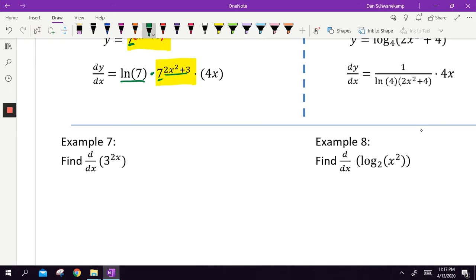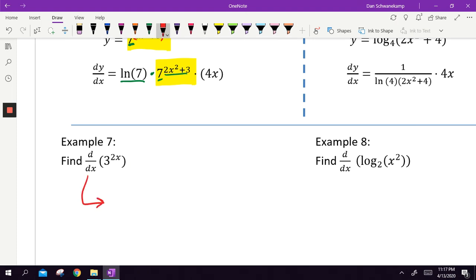if I were to take the derivative of this, 3 to the 2x, well, the derivative of an exponential is that exponential with the natural log of whatever my base is. So in this case, the natural log of 3. This looks super ugly. I'm going to rewrite that again.